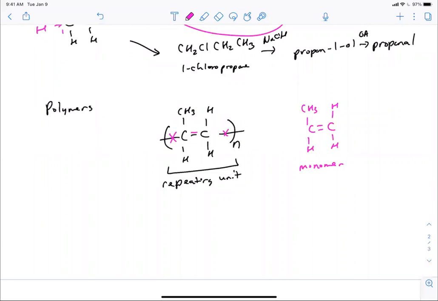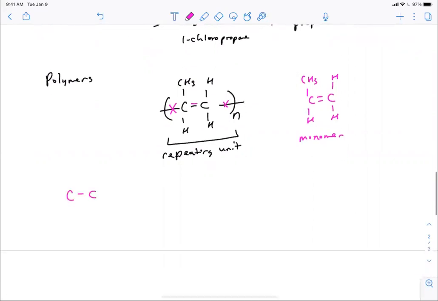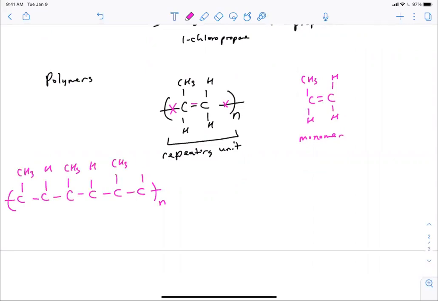Okay, so the monomer is that. Now, if they ask you to draw 3 repeating units, then you should have 6 carbons extended here. And you should have the repetition of that CH3. Oh, sorry. In the top part of the section.